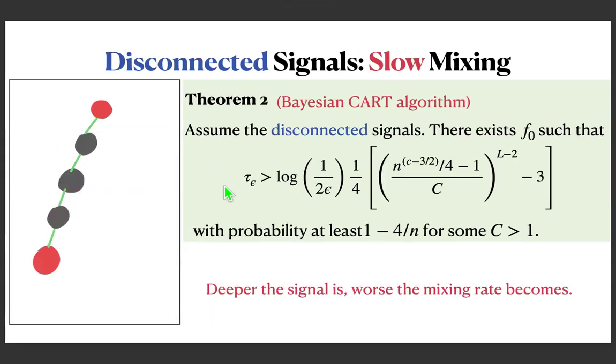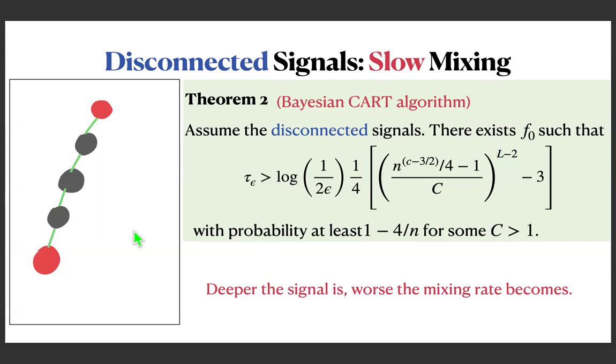But there is bad news. If we have a disconnected signal structure, then we can find some very unfortunate F0 that has a very bad mixing rate lower bound. Because this is the log of our problem parameter, this is super polynomial, and so it can be regarded as slow mixing. And what is that unfortunate F0? That actually looks like this. As the single isolated signal goes deeper, the situation becomes worse.